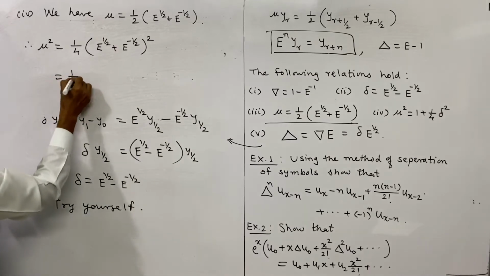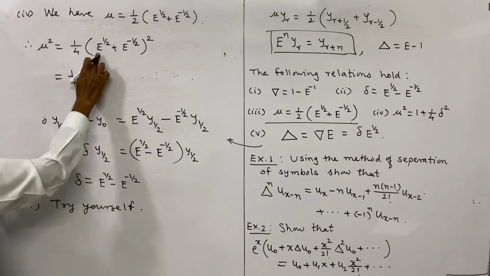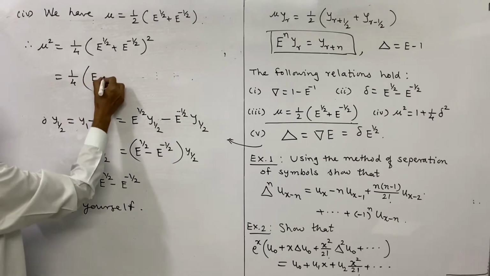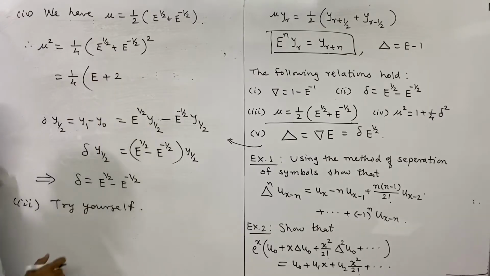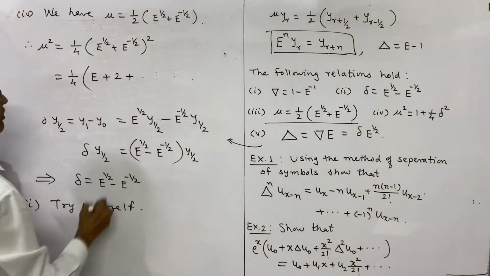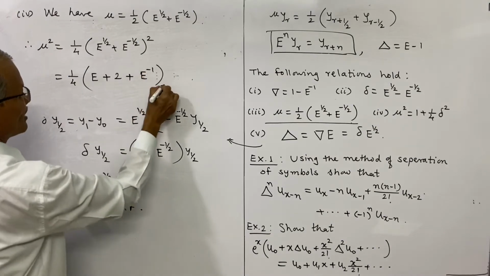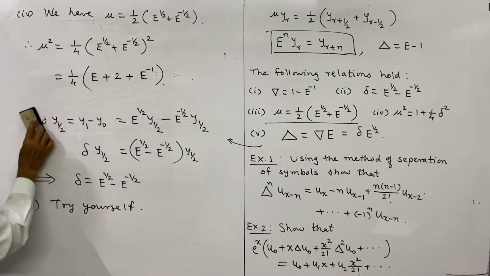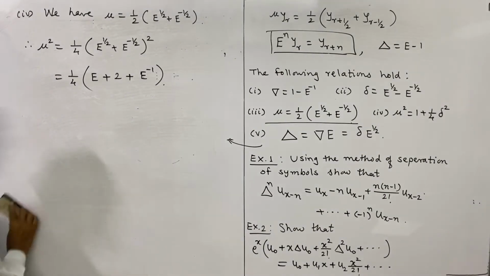Now that can be expanded, and the a plus b whole squared formula we can use. Square of this means only E, and the middle term is twice the product of these two, which is 1. So the middle term is only 2, and the square of the third term is again e to the power negative 1. So this can be written as 1 by 4.